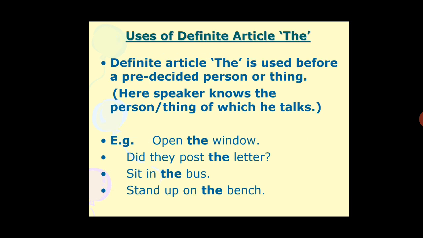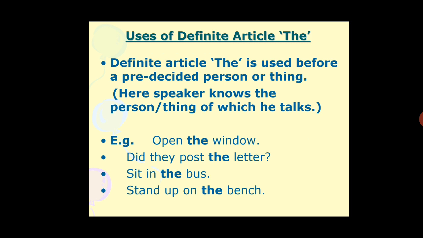Uses of definite article. See, the definite article the is used before a pre-decided person or thing. Pre-decided means definite. That's why we are calling it definite, the particular. It is already decided, definite. Here the speaker knows the person or thing of which he talks. If the speaker already knows about whom or which thing he is talking, then in that case we have to put the definite article.